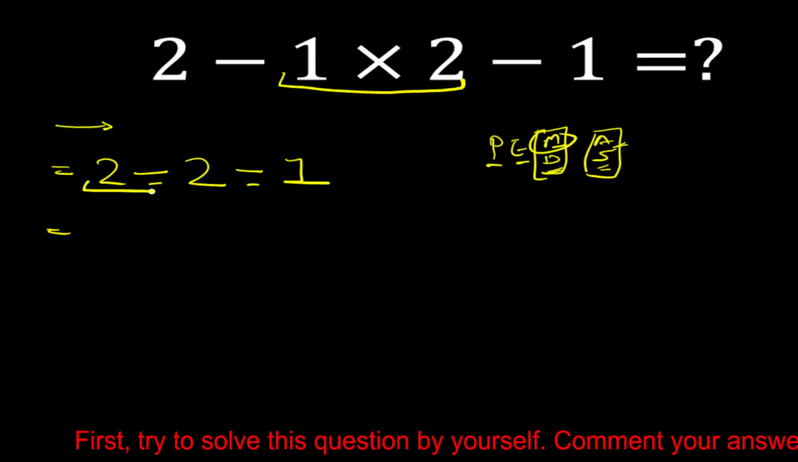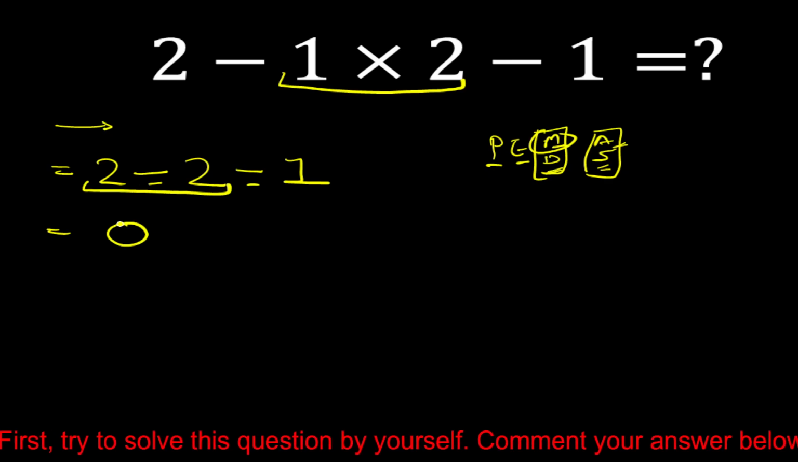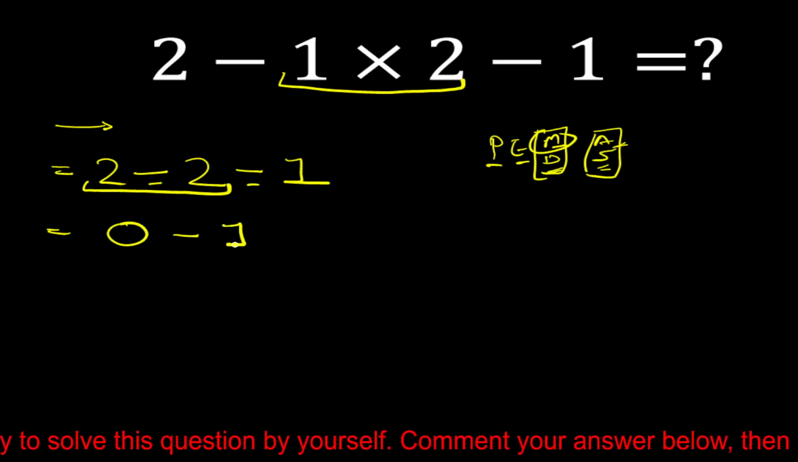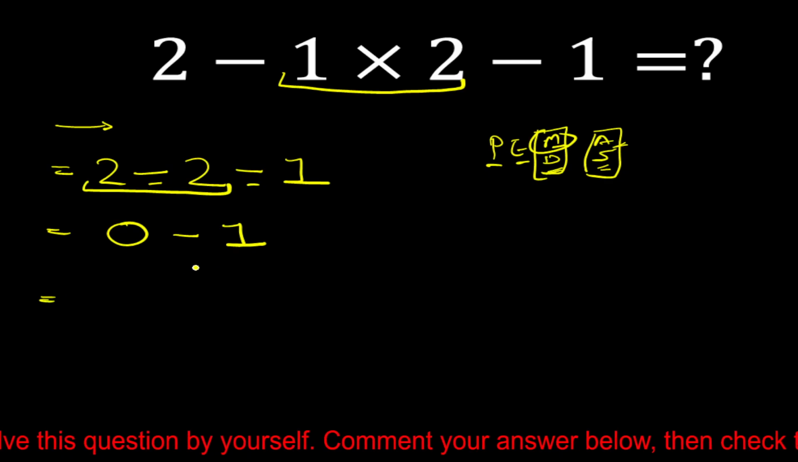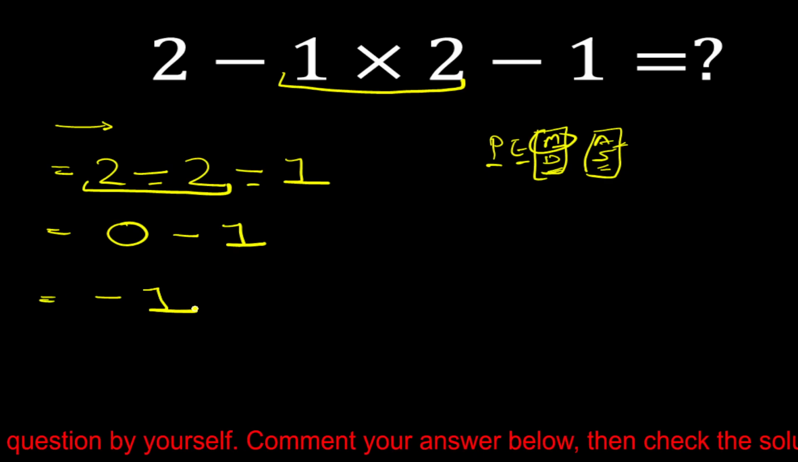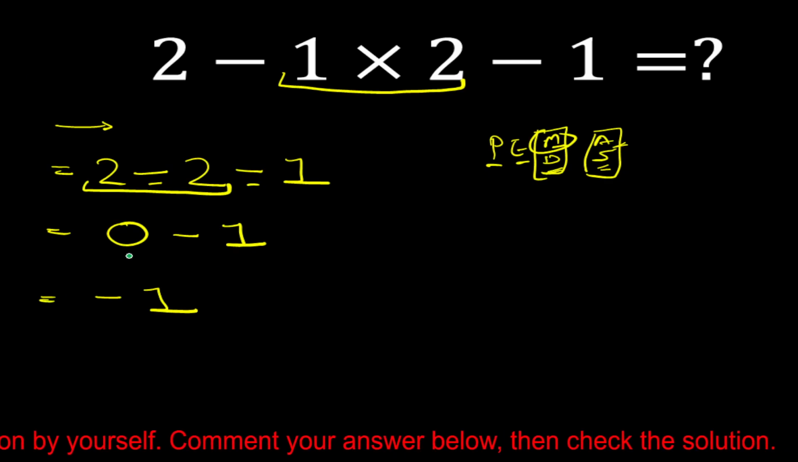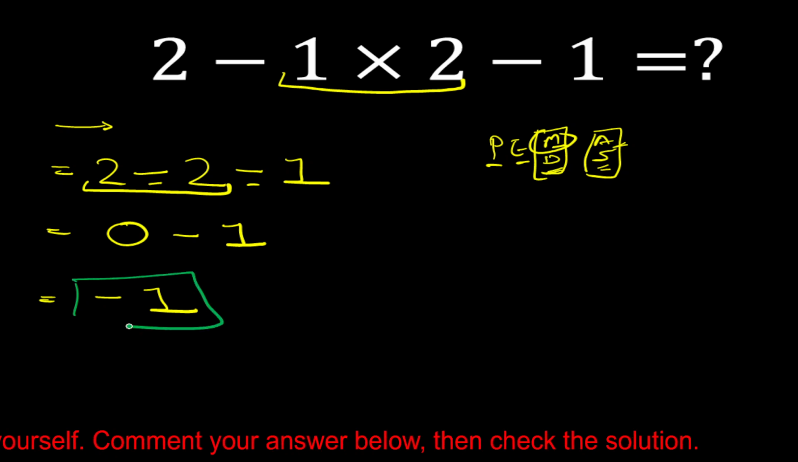Okay. So 2 minus 2 is equal to 0 minus 1. Now 0 minus 1 is equal to minus 1. So the correct answer is minus 1.